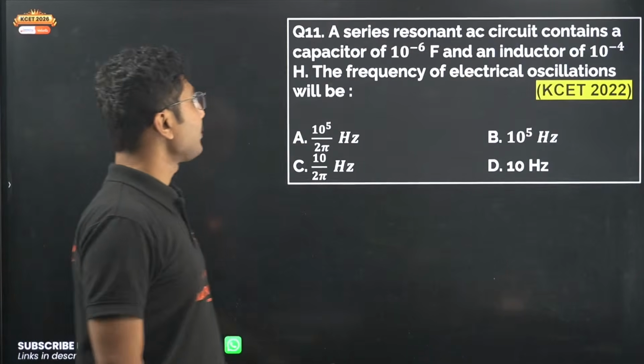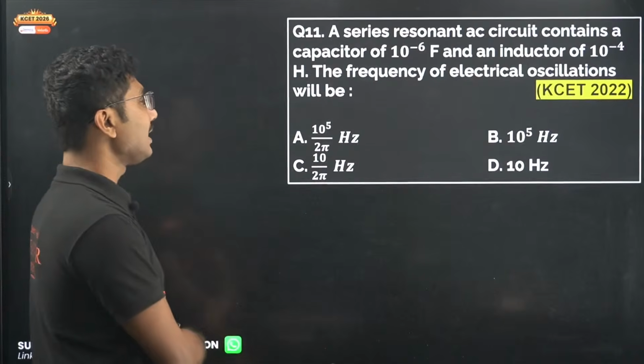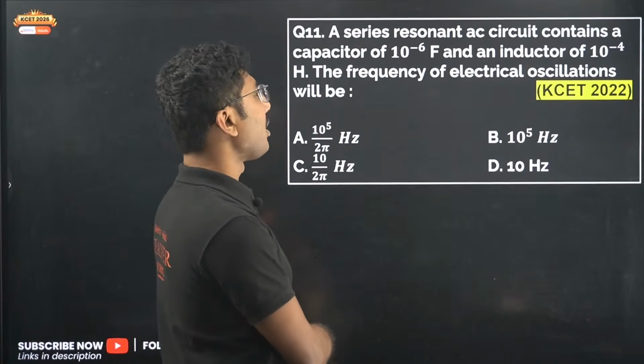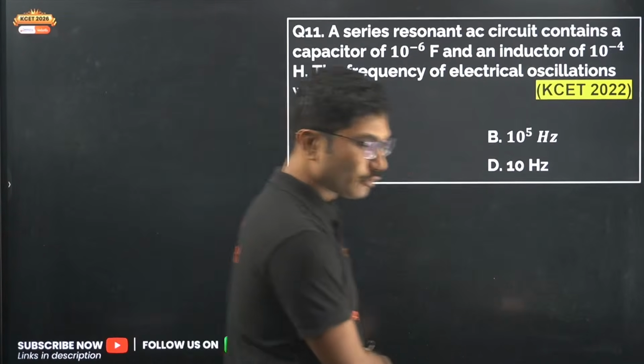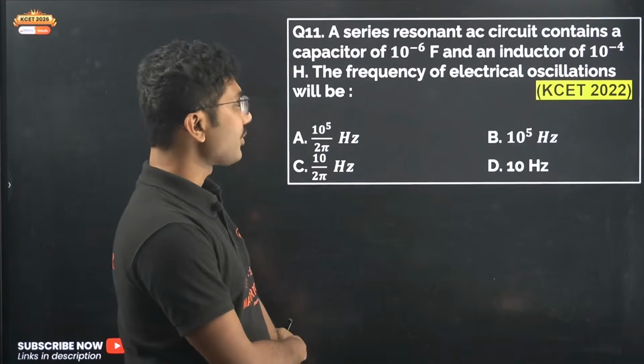Now next question. A series resonant AC circuit contains a capacitor of 10 to the power of minus 6 farad. Yes, both of you, Gagan and Anant, are correct. Now let's see the next question.